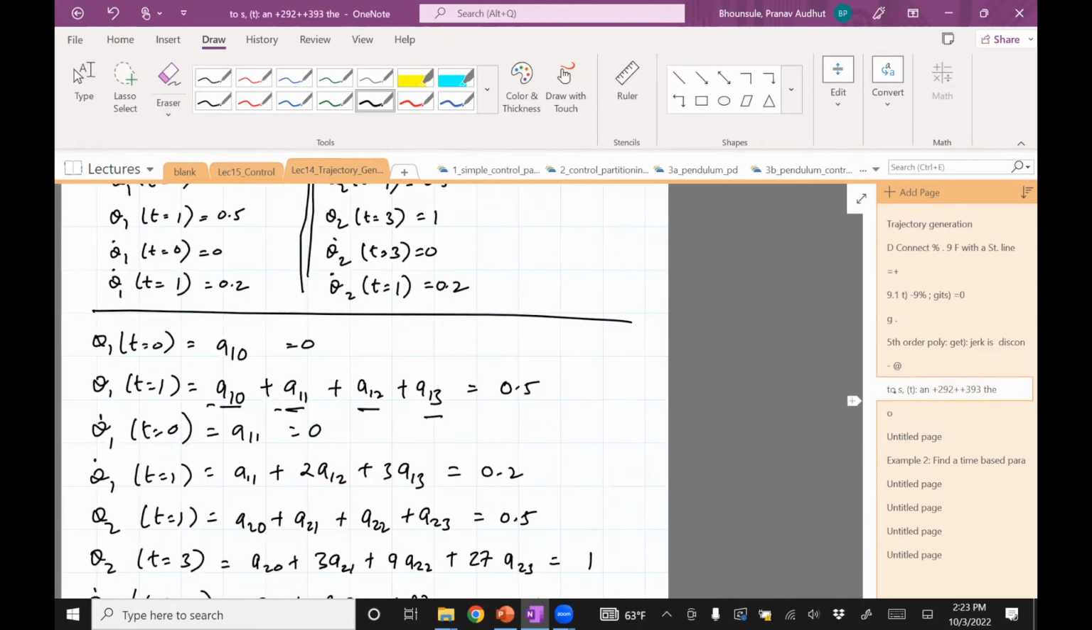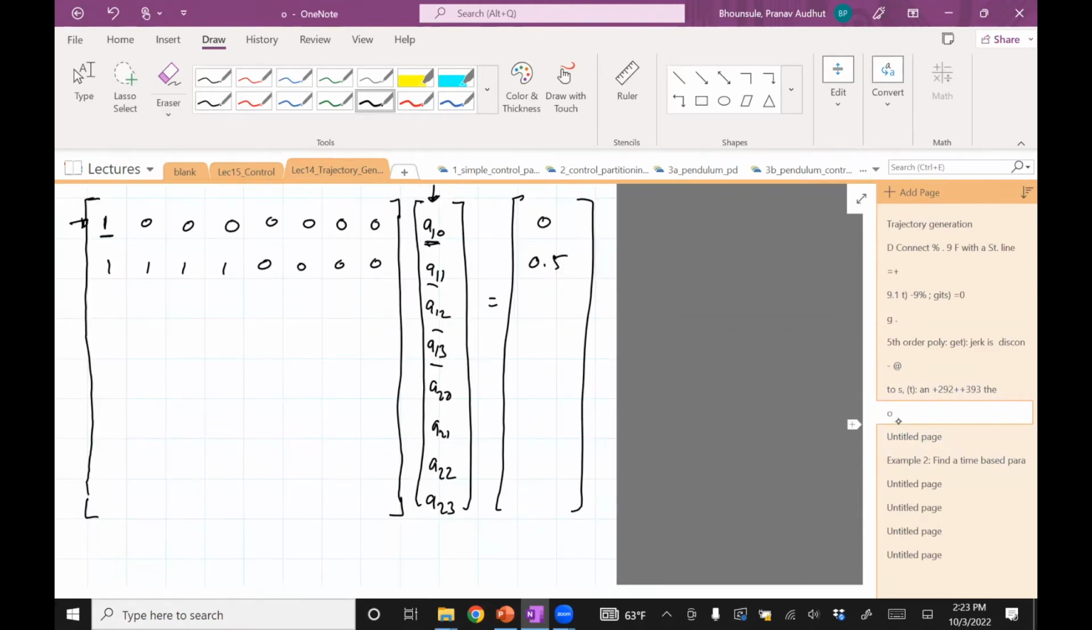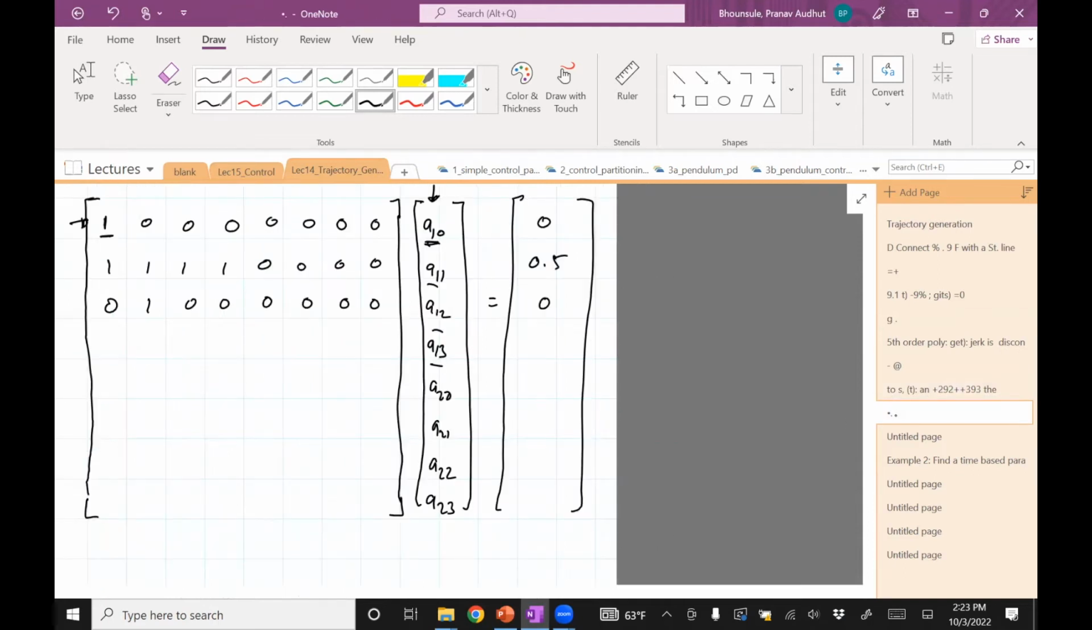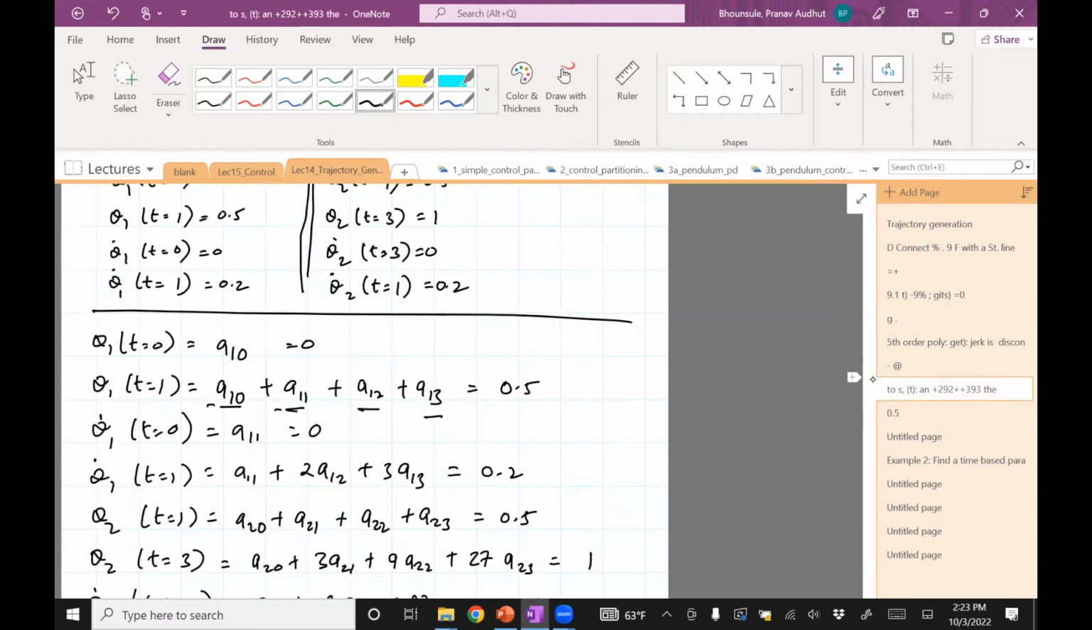You just keep doing that. For A11 it's 0, 1, and then 0, 1, 2, 3 for the velocity condition, and the right hand side is 0.2.